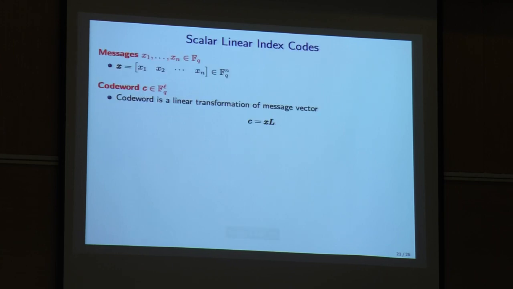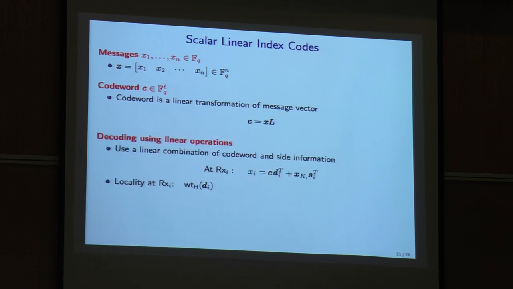Before that, I need to tell you what scalar linear codes are. Again, you have n files or n symbols, x1 to xn. This is the source. We'll assume that they come from a finite field. If you don't know what a finite field is, no problem. You can assume that these are real numbers, but the ideas remain the same. You stack them together, so you get a row vector. This is your message vector. The code word is a linear transform of the message vector. It's a linear coding scheme. So you multiply this with a matrix and then you send it.